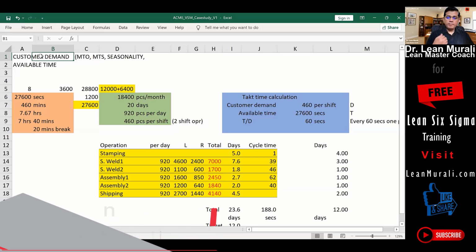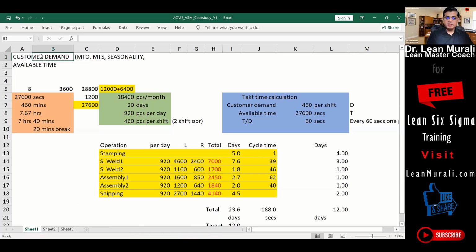The point I'm trying to make here is that the customer demand in this month has been given as 12,000 pieces plus 6,400 pieces. One is for left-hand drive and one is for right-hand drive. So we are taking 18,400 pieces like this. The customer demand will not be as straightforward as that. This is the type of challenge you will face in real life, but there is a way to handle it. Available time is very important.